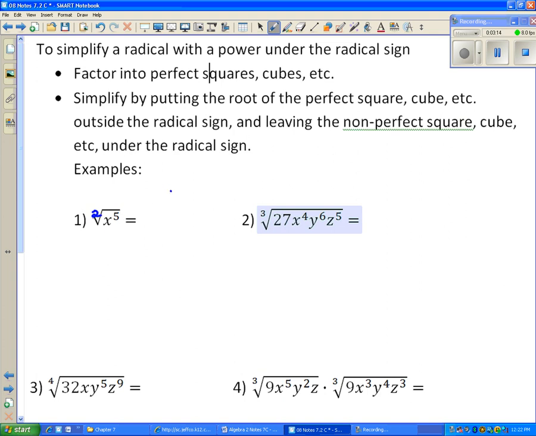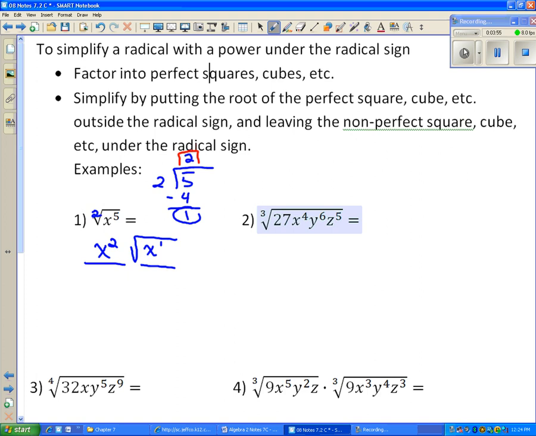Okay, well, 5. So let's see. 5 divided by 2. 2 goes into 5 twice. 2 times 2 is 4. 5 minus 4 is 1. So what does that mean? That means I have my square root. I'm going to have things outside my square root and things inside my square root. I have x squared outside my square root because that's what I divided 2 into. And I have a 1 left, so an x to the 1 stays inside the square root.